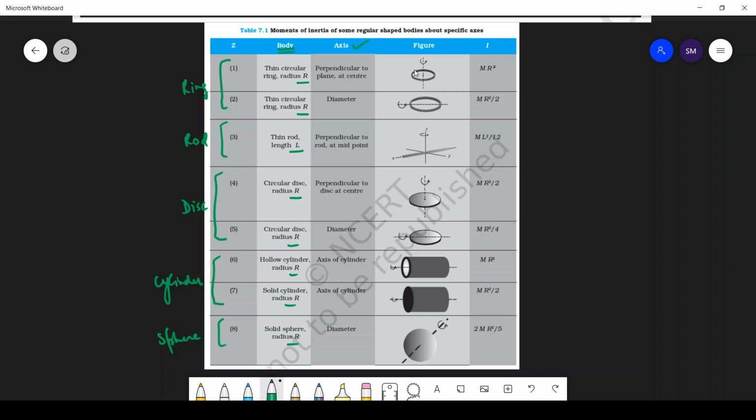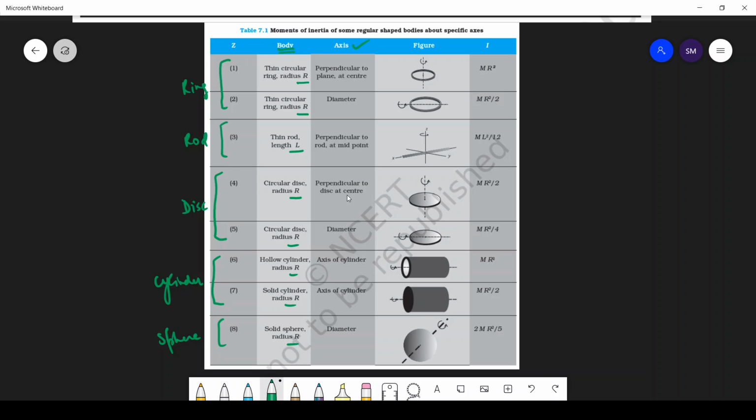Now what about the axis? See here, this is the axis of rotation. It is perpendicular to the plane of the ring at the center. It is along the diameter, so it is rotating along the diameter. It is perpendicular to the midpoint of the rod. So this is along the z-axis, the rotation you can see.